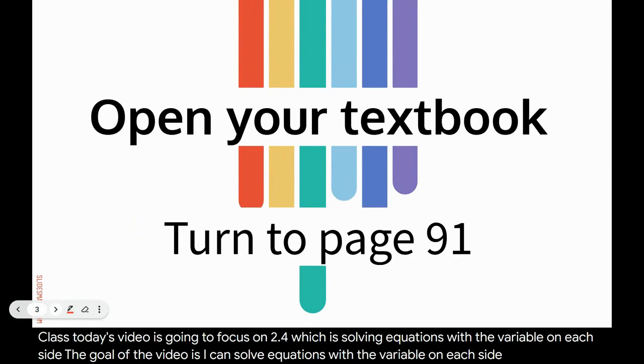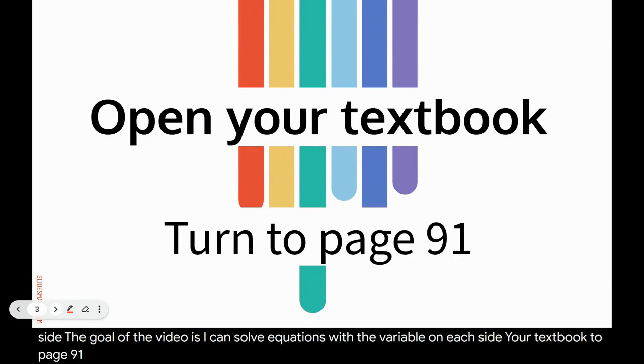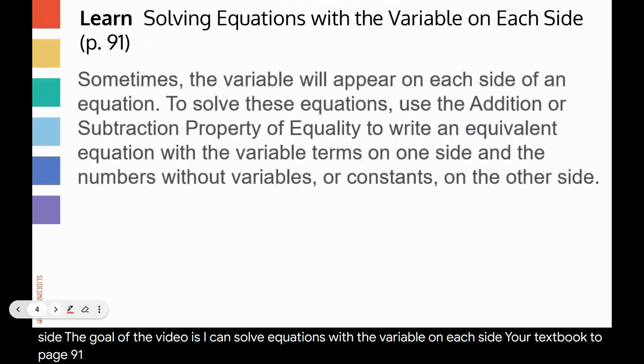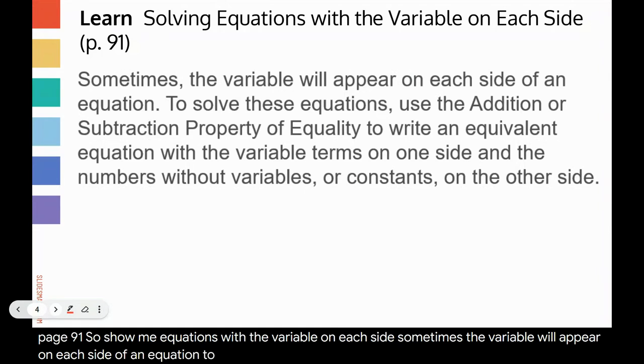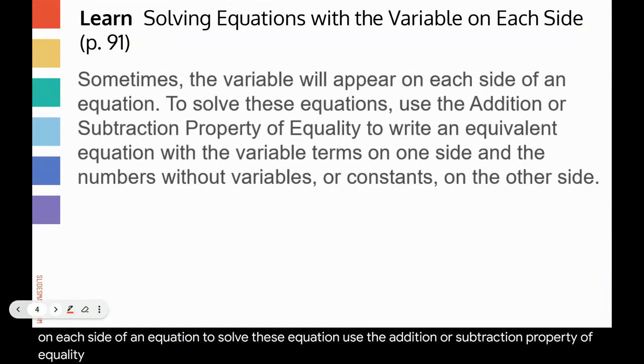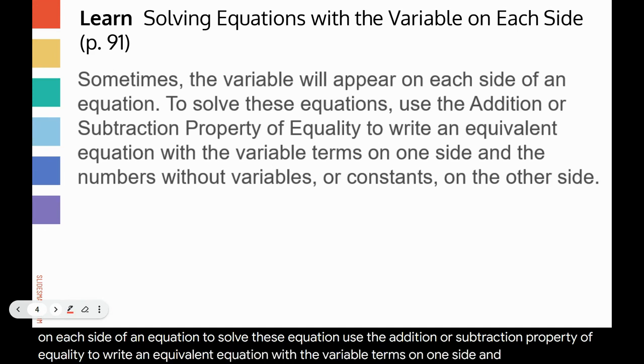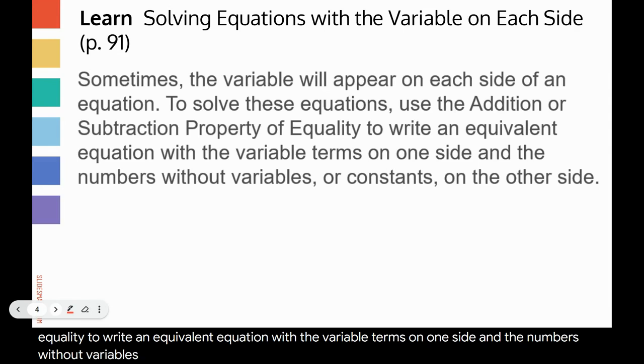You want to open your textbook to page 91. So, solving equations with the variable on each side. Sometimes the variable will appear on each side of an equation. To solve these equations, use the addition or subtraction property of equality to write an equivalent equation with the variable terms on one side and the numbers without variables, or constants, on the other side.